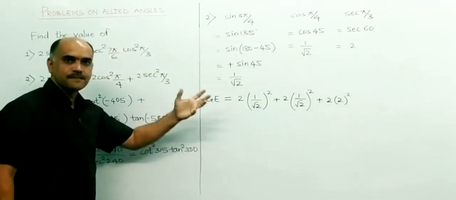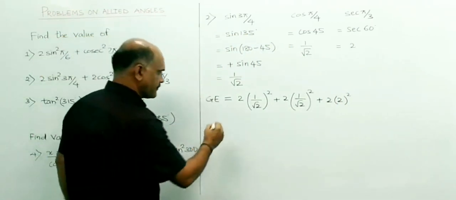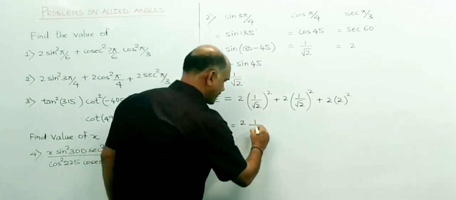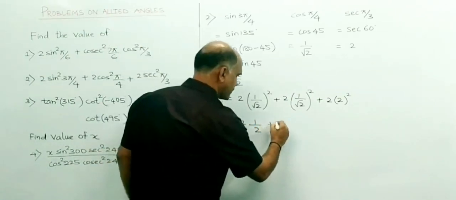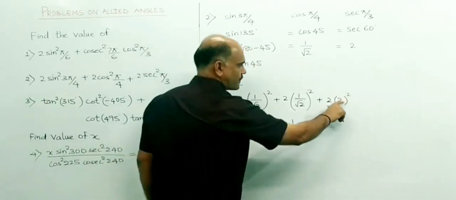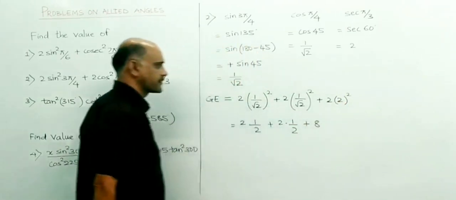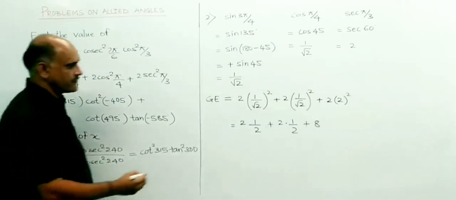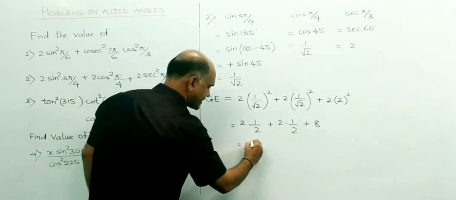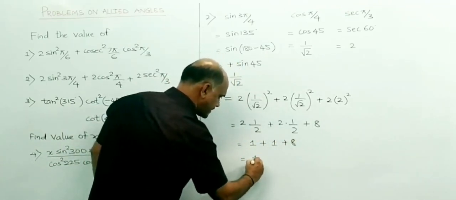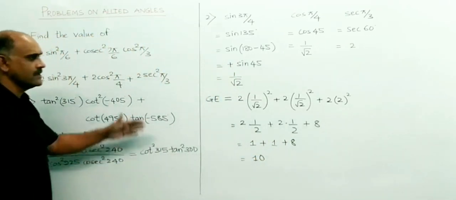Now, in 2 steps you simplify this, students, you will have the answer. So this is equal to 2 into 1 by root 2 square is again 1 by 2, plus 2 into 1 by 2, plus 2 into 2 square 4, 4 into 2 is 8. Now, simplify, you will have the answer. So 2 gets cancelled, 1 plus 8. So answer is 10.